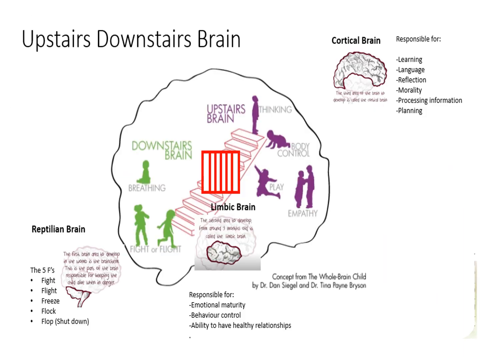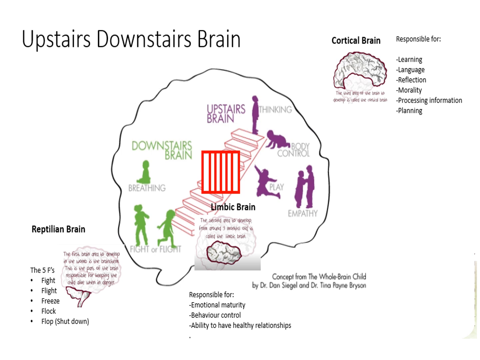This is another analogy of brain development, highlighting the effect of the amygdala found in the middle part of the brain, which is activated when we perceive threat within the environment. When we're safe and calm, we can access our cortical brain, or our upstairs brain, which is responsible for learning, language, reflection, morality, processing information and planning.